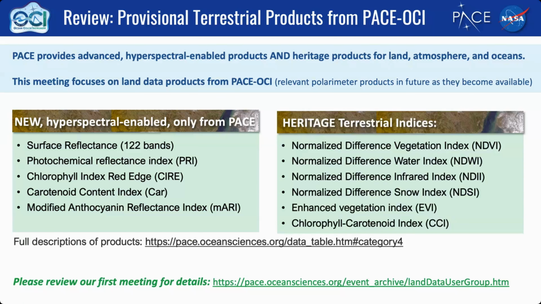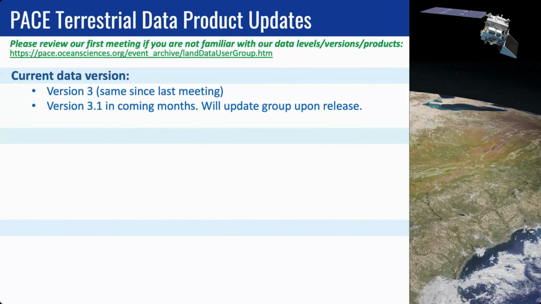Our last meeting goes into depth on all of those. We also have 6 terrestrial indexes that are heritage. Those you'll recognize, names like NDVI, EVI, and so on. So that's kind of the top level PACE in a nutshell.